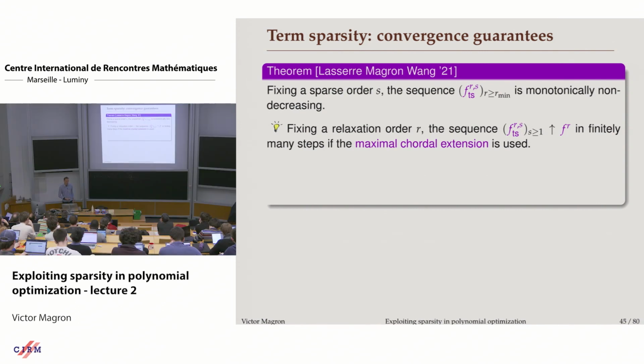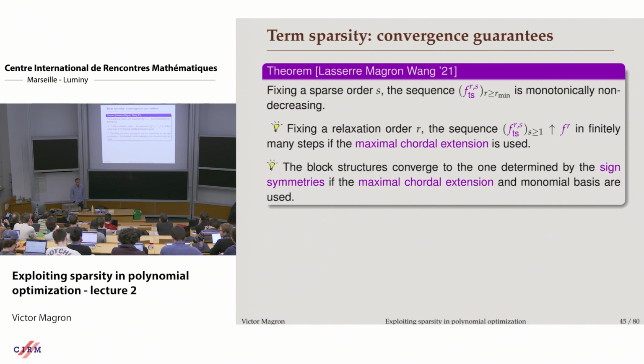If you use the maximal chordal extension, then you can show that you converge to the dense value. So it's not conservative anymore. And in the worst case scenario, you would have a number of terms corresponding to the dense case, but actually it's a bit better than that. So actually, the structure that you obtain at the end corresponds to exploiting sign symmetries. So it's a bit shocking at the beginning, but it's like that.